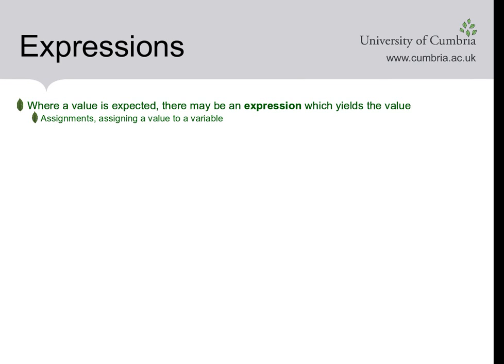The examples we just saw in Just BASIC were very simple, and in programming you can have some very complicated statements that produce and calculate different values. These are generically called expressions. Expressions yield values. So where a value is expected in programming, i.e. something like a variable, there may be an expression which yields the value. Now that can take several forms.